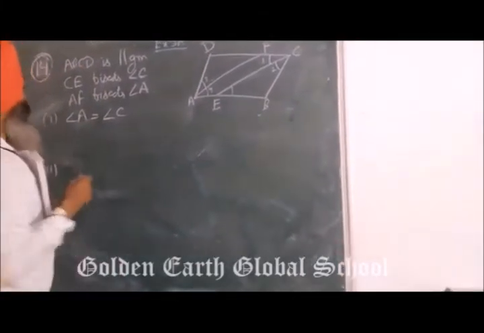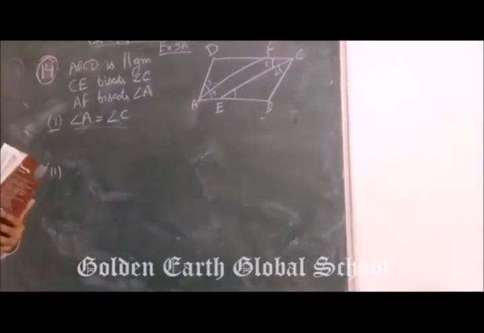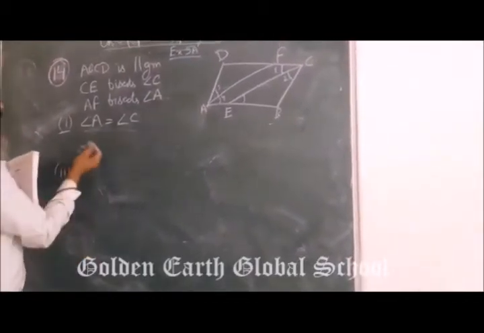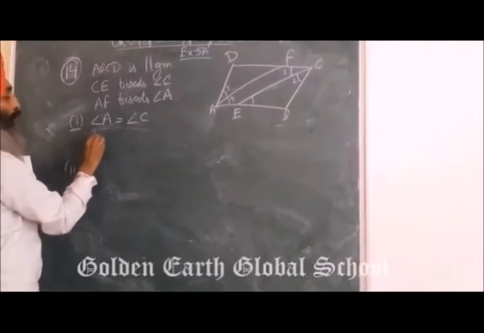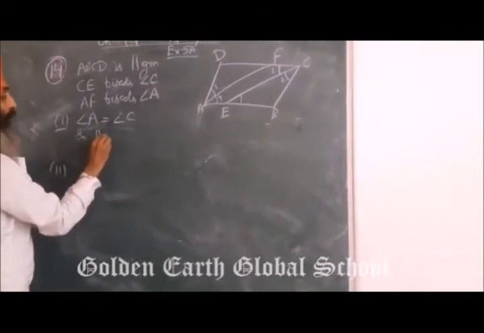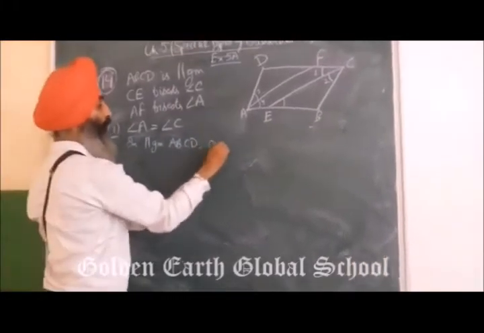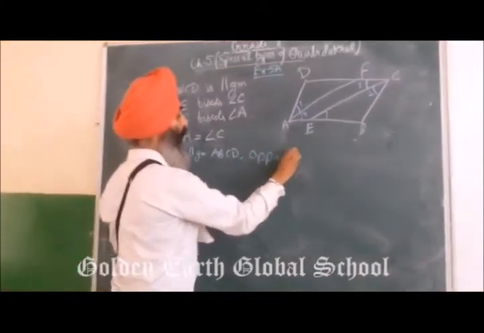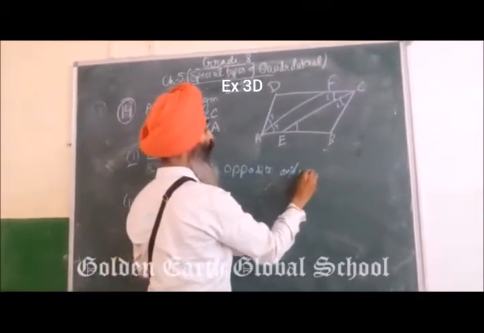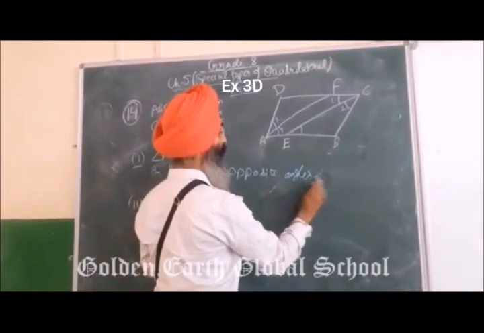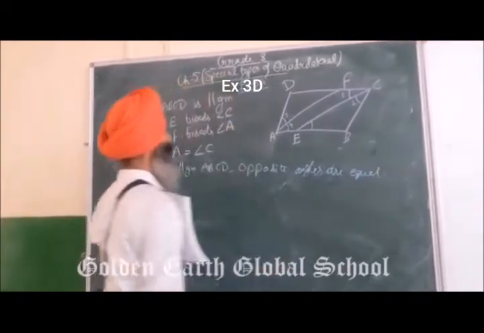Okay. Now in first you have to prove, हमें reason देना है कि why angle A is equal to angle C. Simple है क्योंकि ABCD is a parallelogram. So in parallelogram ABCD, opposite angles are equal. Opposite angles are equal. That's why angle A is equal to angle C.